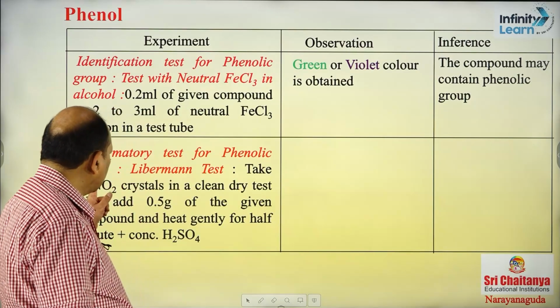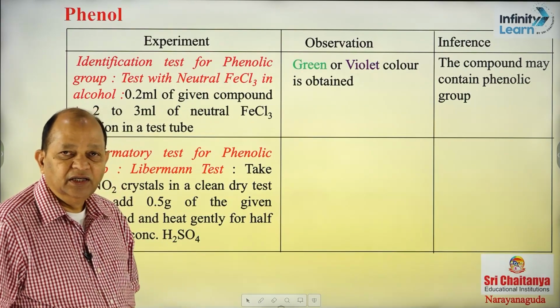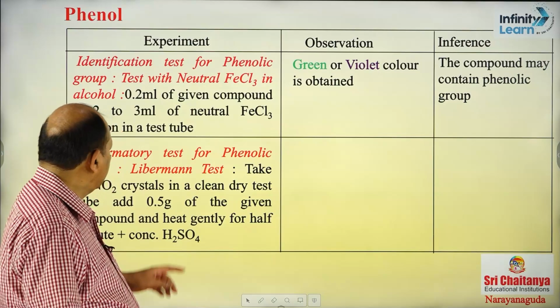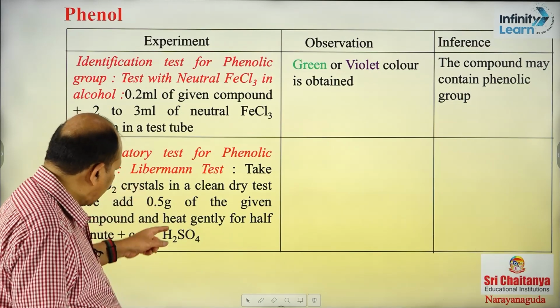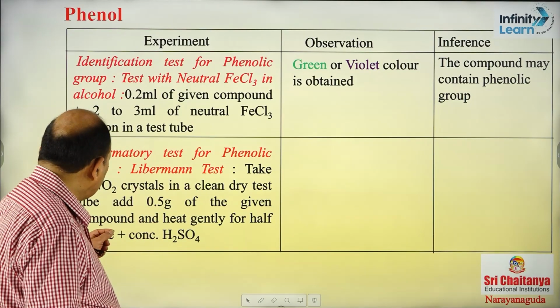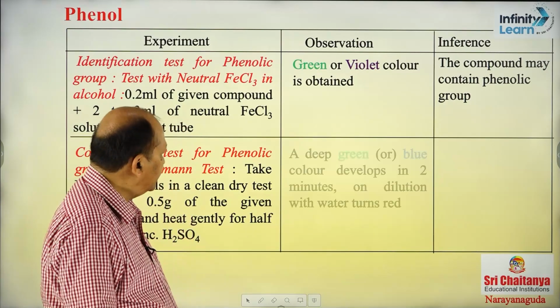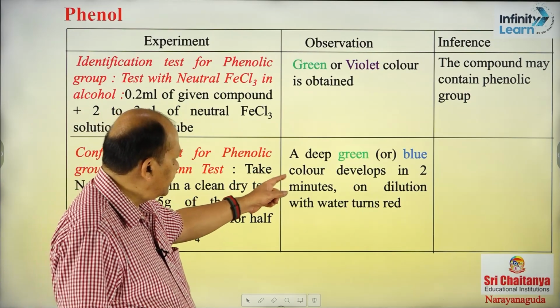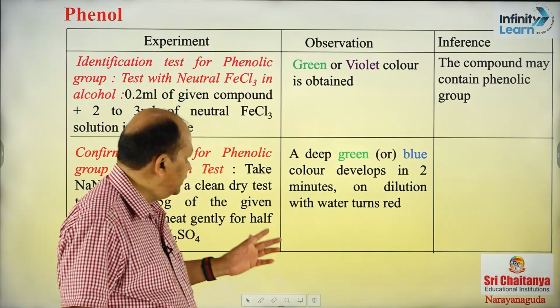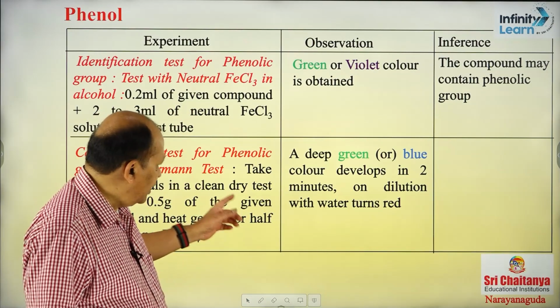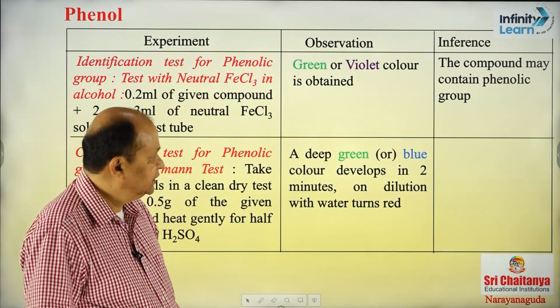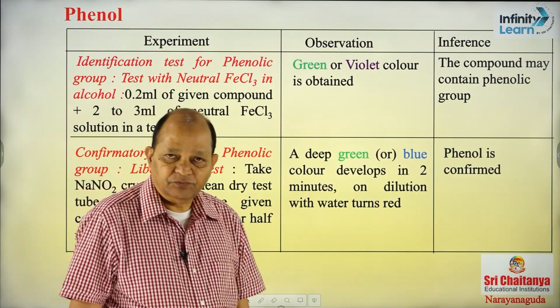Next, for the confirmation test, we will carry out the Liebermann test. What do we do here? We take crystals of sodium nitrite in a dry test tube. To that we add the compound and a little concentrated sulfuric acid, and we heat it. Then a deep green or blue color develops within 2 minutes, and on warming the water it will turn red. So, phenol will be confirmed.